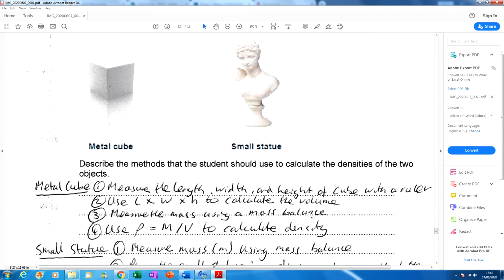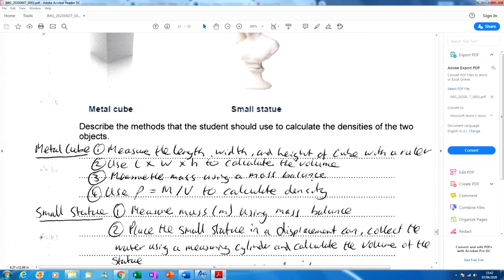So, for the small statue, you don't have a regular shaped object, so you need to measure the volume a different way. So, measuring the mass is the same using a mass balance. So step 2, place the small statue in a displacement can. That's another name for a eureka can.